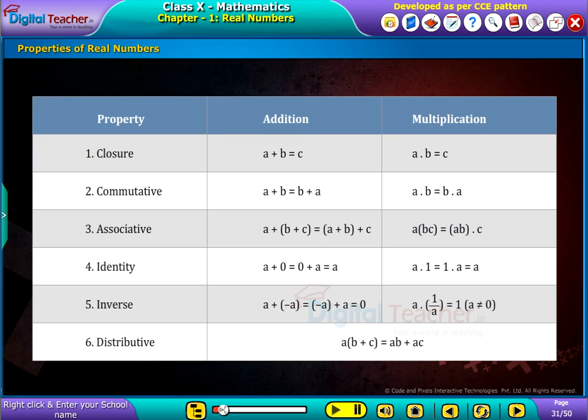The table shown on the screen is about different types of properties with respect to addition and multiplication, where a, b and c are any real numbers. Find whether the real numbers satisfy the listed properties or not.